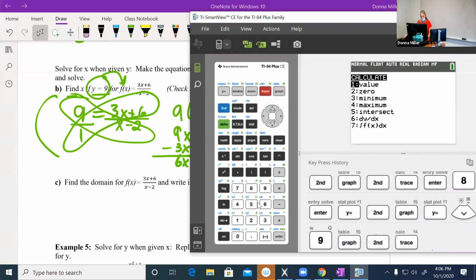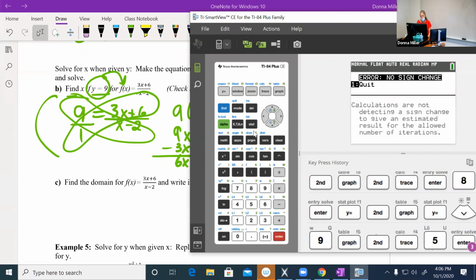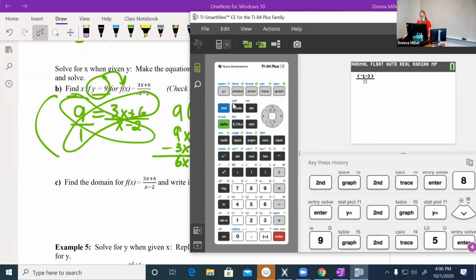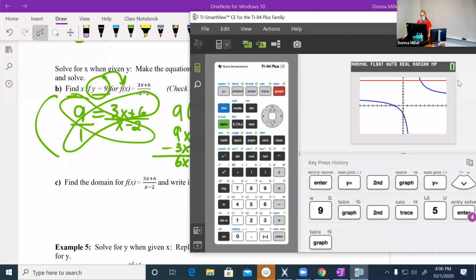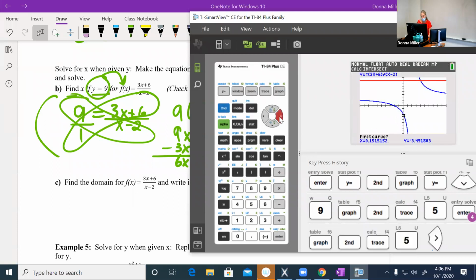Second, trace, 5. I enter 3 times. Oh, there's one thing about that. The cursor has to be on the right branch of this graph. It wasn't, so it gave me an error. All right, second, trace, 5. I'm going to move the cursor so it's near the intersection. It has to be on the other side. Here it is. I enter 3 times. And y is 9, x is 4.